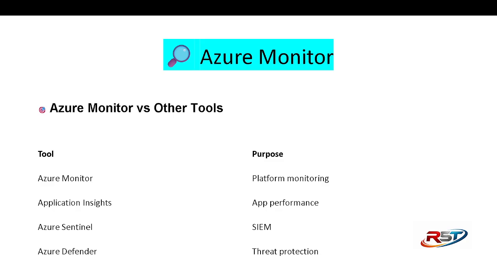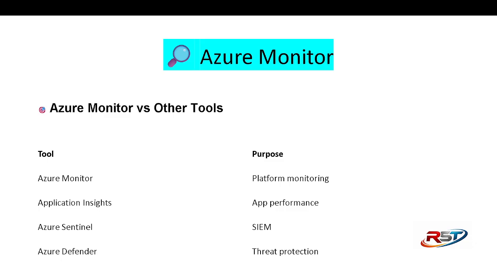Azure Sentinel is also a separate tool, and it is used for SIEM. We already created a video on Azure Sentinel, so if you haven't watched it, just go to that video and watch it. We discussed SIEM and SOAR in Azure Sentinel. It is a SIEM tool, so it handles event management and incident management in the Azure environment. So it is a security tool. That is about Azure Sentinel.